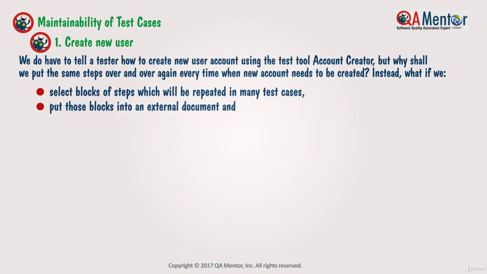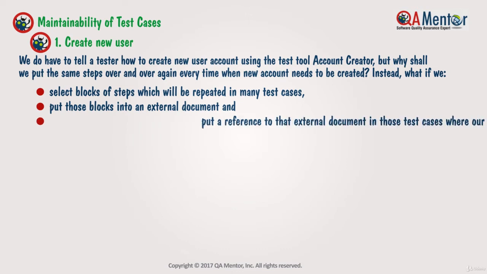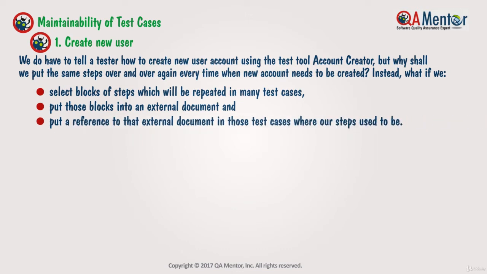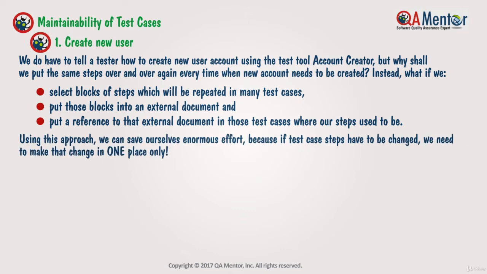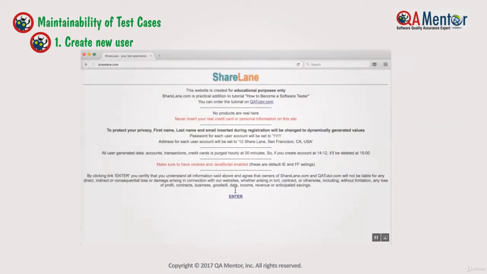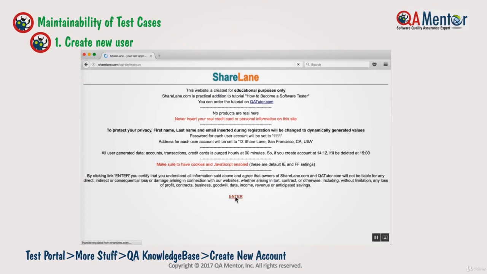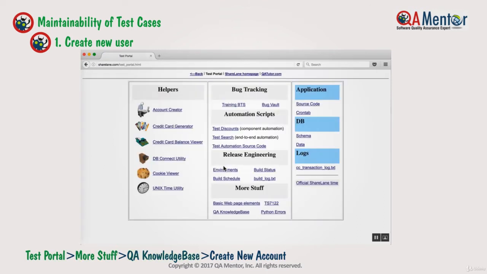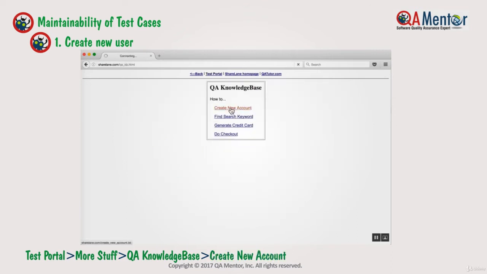Put those blocks into an external document and put a reference to that external document in those test cases where our steps used to be. Using this approach, we can save ourselves enormous effort, because if test case steps have to be changed, we need to make that change in one place only. Let's navigate to Create Account page where all corresponding steps are listed. Test Portal, More Stuff, QA Knowledge Base, Create New Account.